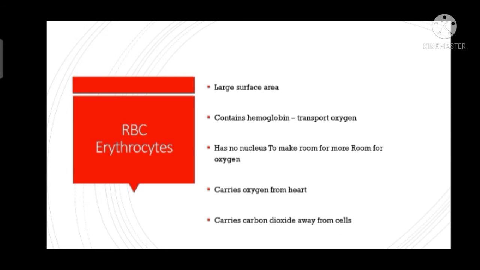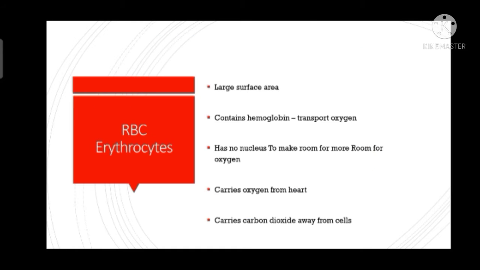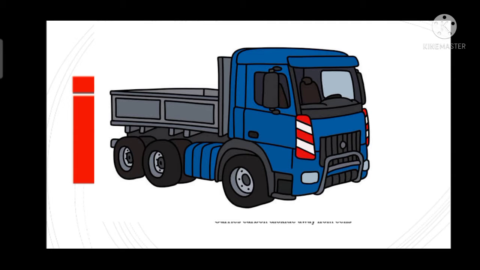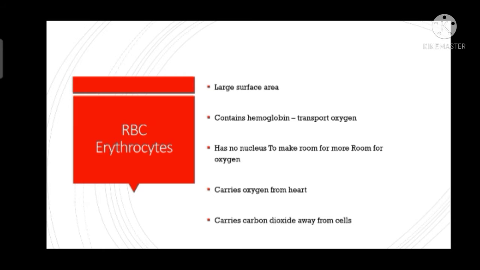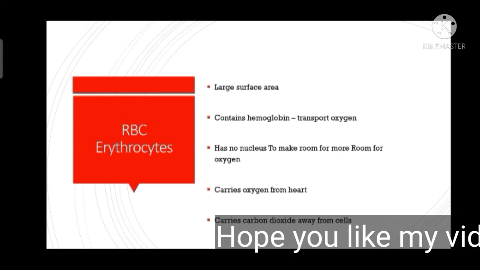Like you have seen a lorry which takes goods from one place to another place, in a similar way, this hemoglobin will take oxygen from one part of the body to another part. It will get oxygen attached to it and form oxygenated blood, and then it will transport the oxygen to the required tissues.